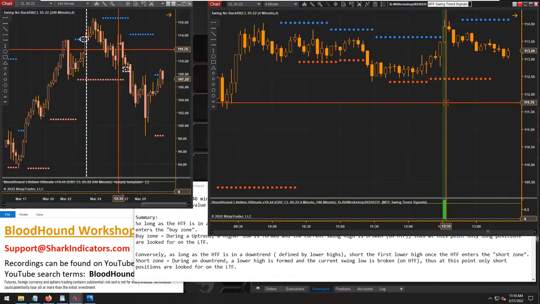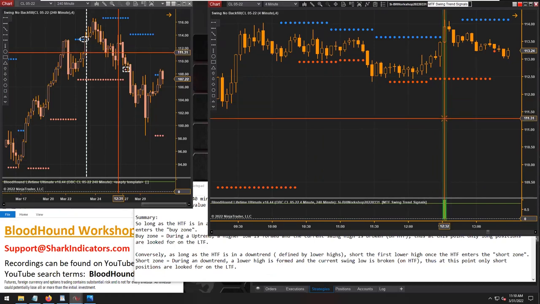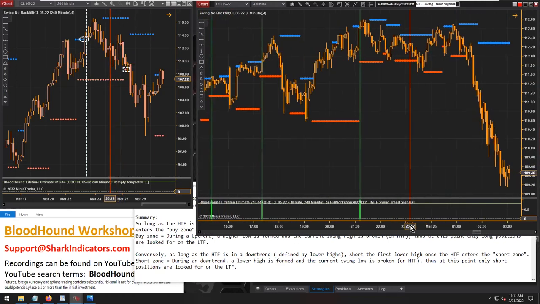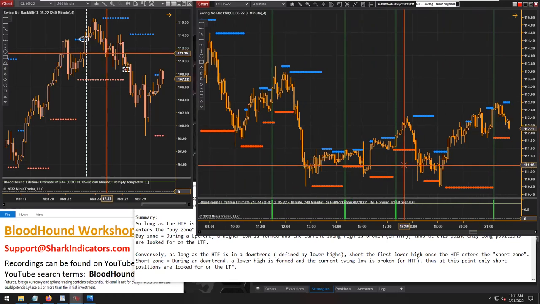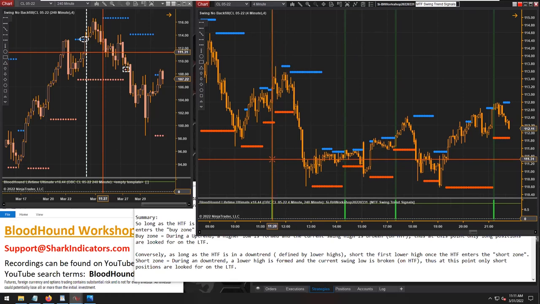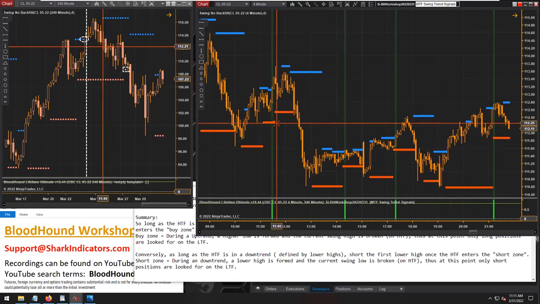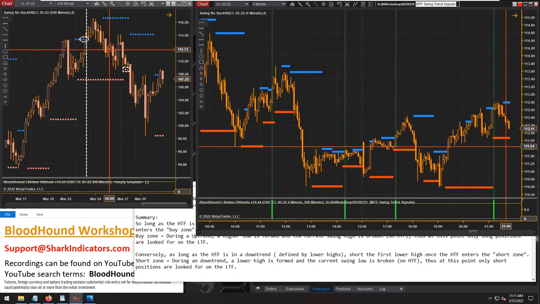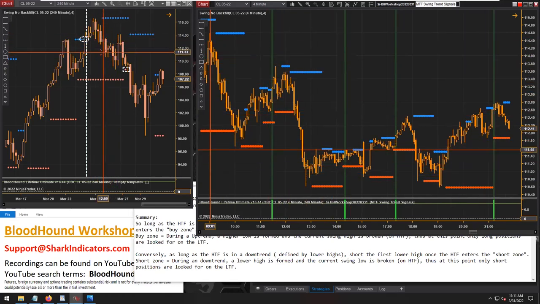Right. And let's see, where does that match up on our higher time frame? Okay, yeah, so we can see my crosshair on the higher time frame. Yep, and the higher time frame is still in an uptrend. So, okay, that looks good. All right, here's a bunch more long signals. If we look at my crosshair, all these long signals are occurring within a couple of bars on the higher time frame.